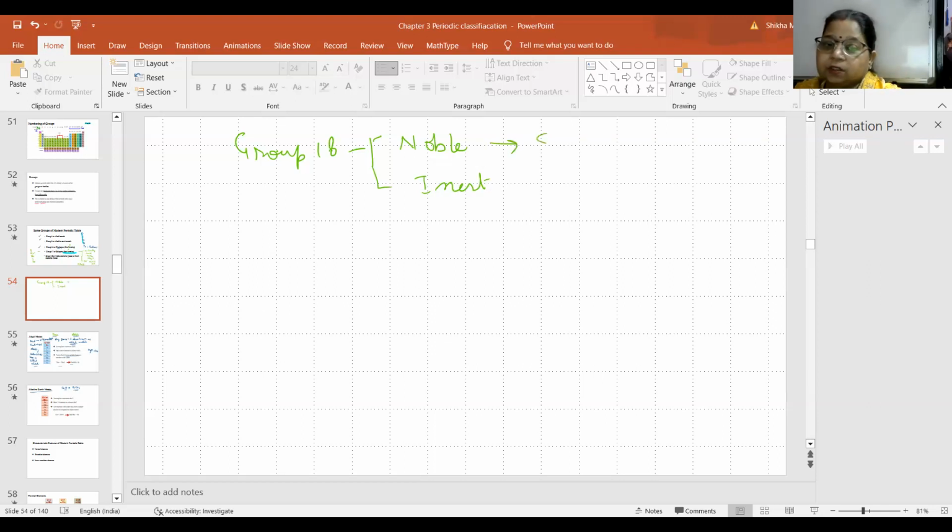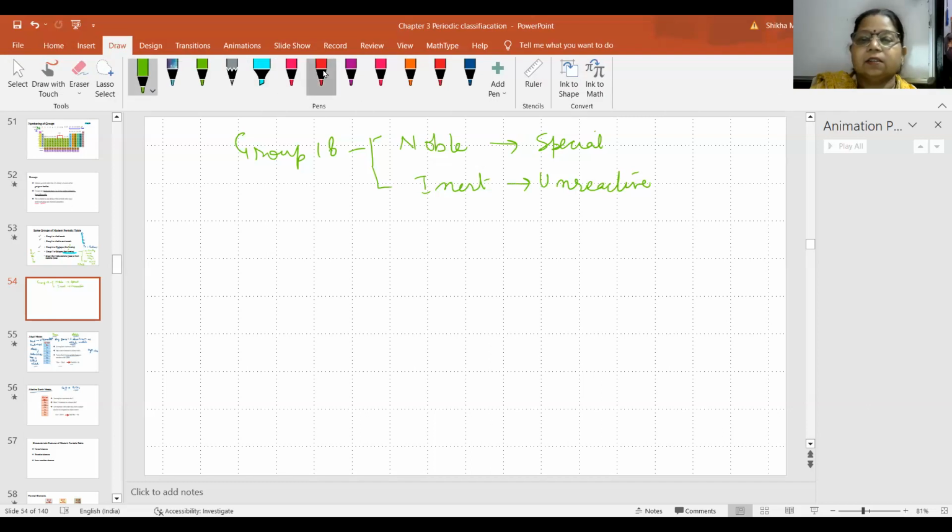Noble means special. Like we can say God. We haven't seen them, but we believe it is something other than us and beyond us. Inert means unreactive. So which is a better name for group 18? That is a question frequently asked in the exam. I will say the correct answer is that they are named as noble gases or noble elements.